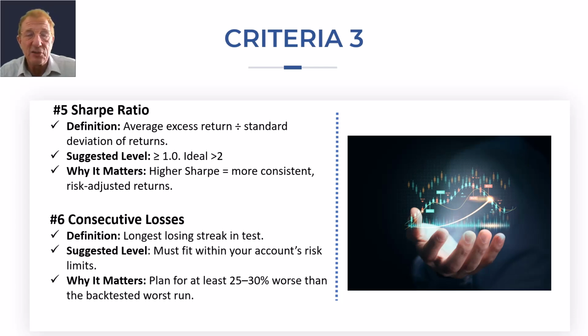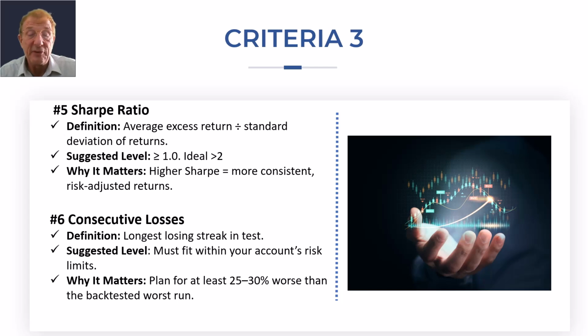Number 6 is consecutive losses, and this is your longest losing streak in your test. There's two reasons for this. First of all, you need to build up reasonable expectations. If your expectation is you're only going to get 2 consecutive losses in a row and you end up getting 8, that may suggest that there's a larger disparity than you hoped from your backtest.